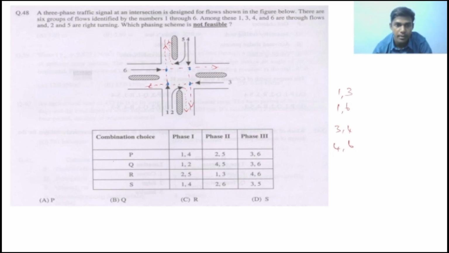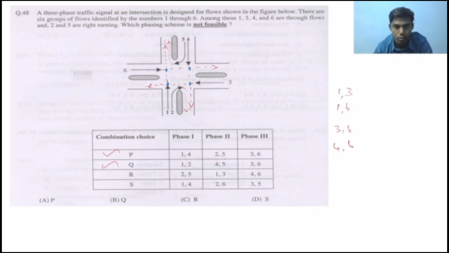Now look at P: 1 and 4 can move simultaneously, there will be no problem. 2 and 5 can move simultaneously, no problem. 3 and 6, it is possible. So combination P is possible. Now look at Q: 1 and 2, it is possible. 4 and 5, it is possible. 3 and 6, also it is possible. They can move simultaneously. There will be no risk of accidents.